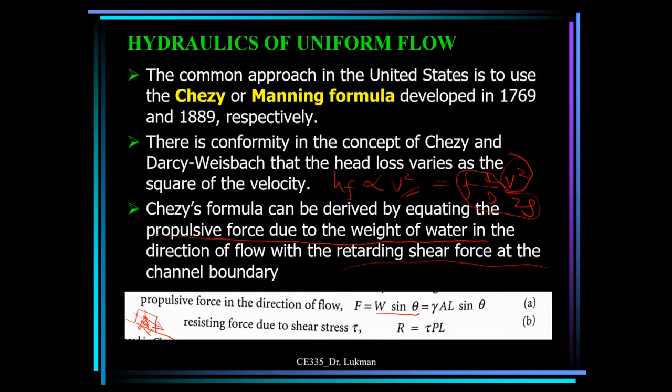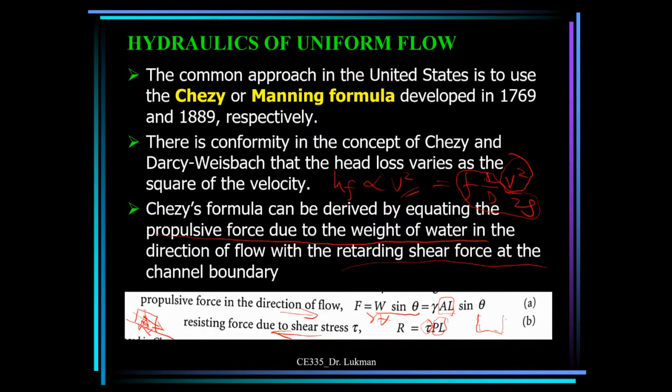So here you have the weight, which is simply gamma times the volume, and the volume is the area times the length. This is pushing the fluid forward. Then the resisting force is the shear stress, which is the frictional force acting at this boundary, resisting the movement of the fluid elements. It is given as the shear stress times the area, that is, the wetted perimeter P times the length, which gives the area of the channel boundary.